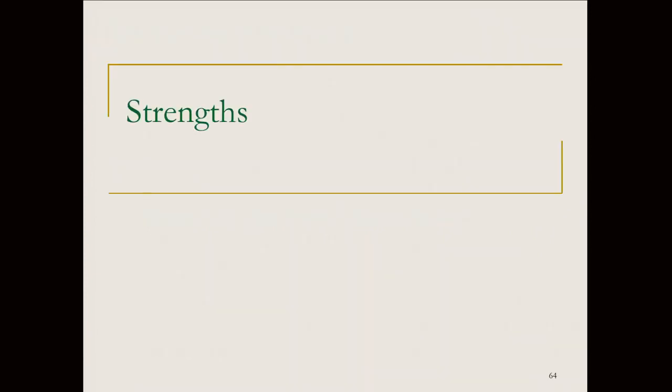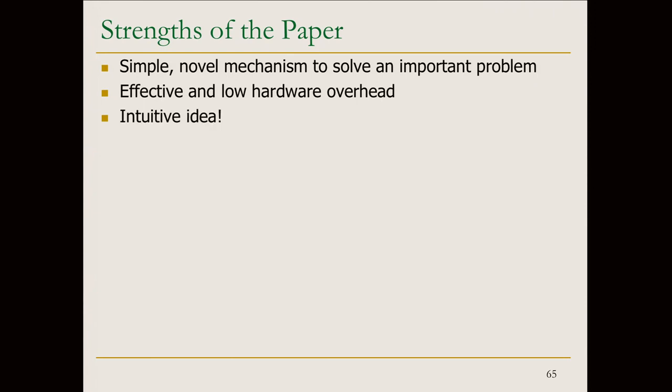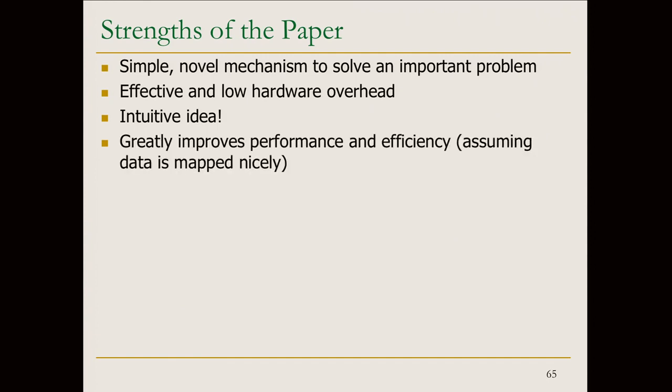I'll do some analysis right now. The strengths of the paper: it's a simple, novel mechanism to solve an important problem. This is the highest strength that I could come up with. These are all important. It's conceptually simple. It's also mechanism-wise simple. It's novel. Nobody came up with it until it was published. And it's an important problem. It's effective and it has low hardware overhead. It's an intuitive idea. I don't know how to order this. Intuitive ideas are usually good. And it greatly improves performance and efficiency, assuming data is mapped nicely.